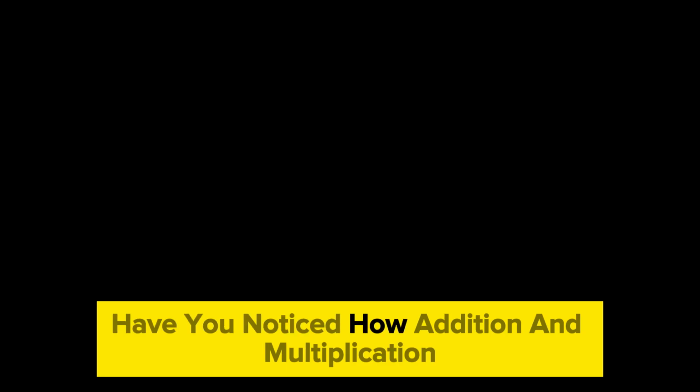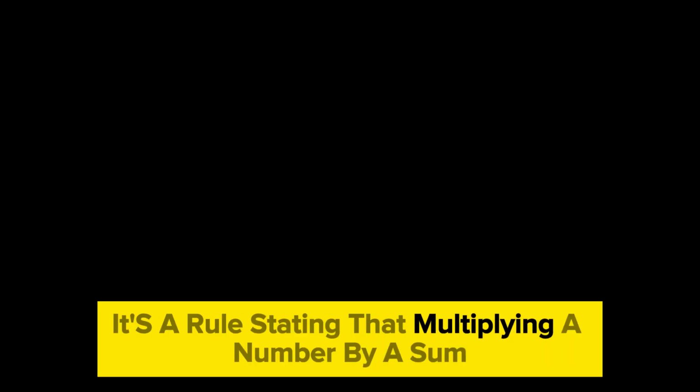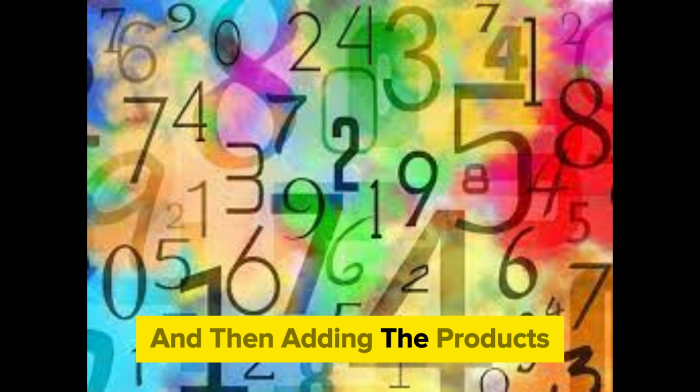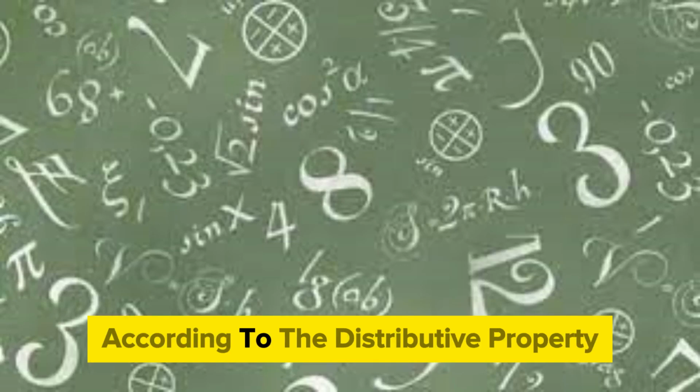Have you noticed how addition and multiplication are connected in a unique way? This link is what we call the distributive property. It's a rule stating that multiplying a number by a sum is the same as multiplying that number by each term of the sum and then adding the products. For example, consider the expression 2 times the sum of 3 and 4. According to the distributive property, this is equal to 2 times 3 plus 2 times 4.